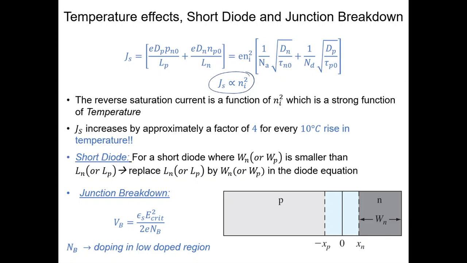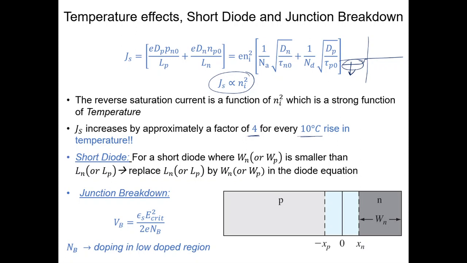Since Js is proportional to ni squared, and as the temperature increases, ni squared increases. ni is a strong function of temperature that we have seen earlier. So if you increase temperature, the reverse saturation current is going to increase, which means that this part, which is the reverse saturation current, is going to increase as you increase temperature, right? So you can actually estimate that the Js will increase by a factor of 4 for every 10 degree centigrade rise in the temperature.